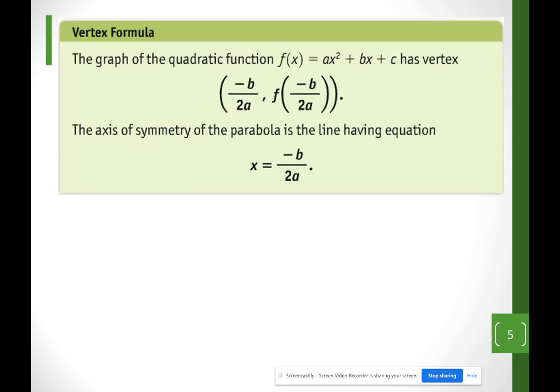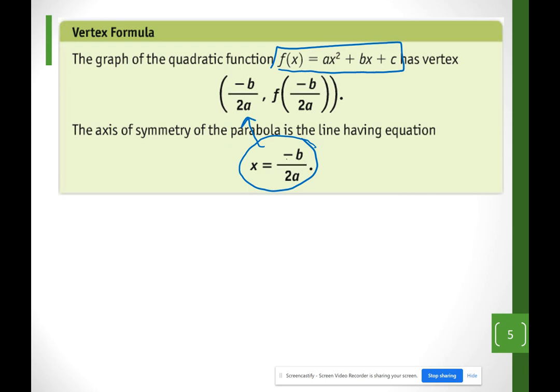Now there's another formula. Having our f of x as ax squared plus bx plus c, and the values of a, b, c, we can find the x value of the vertex, because sometimes it's not going to be easy to complete the square. Keep in mind the x value only: I'm going to use the formula x equals negative b over 2a. That's going to give me the x value of the vertex.